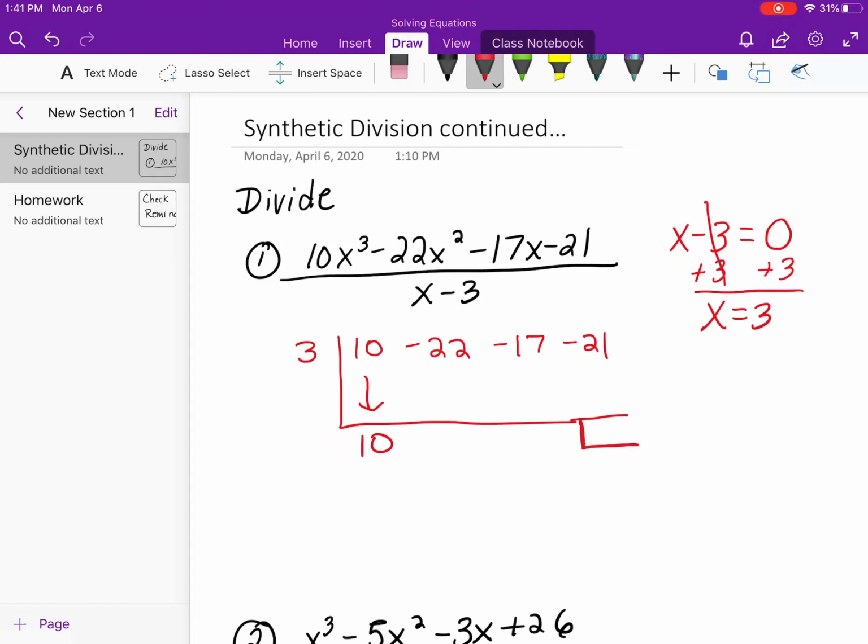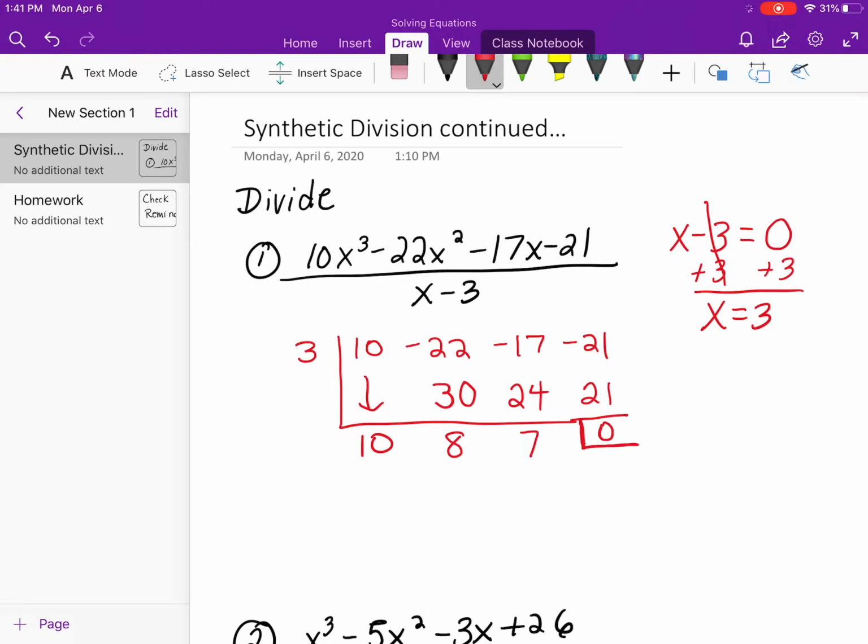So when I multiply 3 times 10, that's 30, and I write that underneath of the negative 22, and then add negative 22 plus 30, and that's 8. Then multiply on the outside. 3 times 8 is 24, and that gets written underneath of the negative 17. And then negative 17 plus 24 is 7. So I write that underneath. Then the last step is to multiply 3 times 7, which is 21. And then finally we'll add those two together. Negative 21 plus 21 is 0.